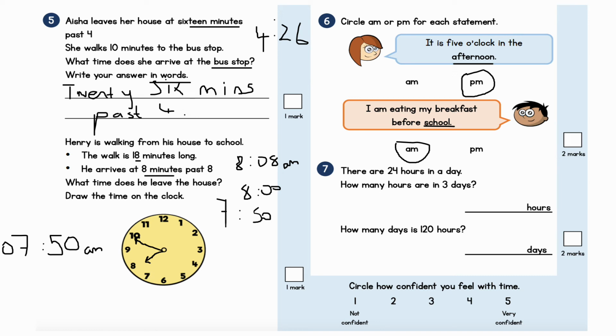Question number 7, there are 24 hours in a day. How many hours are there in 3 days? Well, 24 multiplied by 3, or 24 add 24 add 24. 4 times 3 is 12. So it's 2 carry the 1.